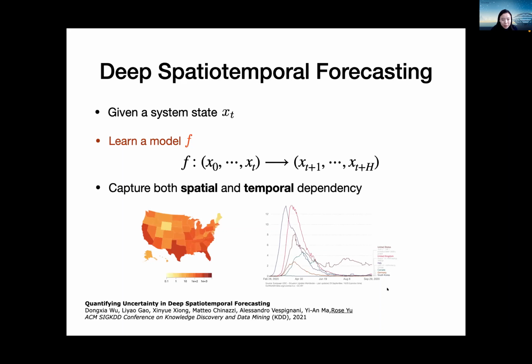When we make predictions of mortality of different states, it's obvious that these states are correlated with each other through travel. And then on the right-hand side, you can see the dynamics of the system is highly nonlinear. So the number of cases cannot be simply captured by a linear model. So how can we capture this type of spatial temporal dependencies with deep neural networks?